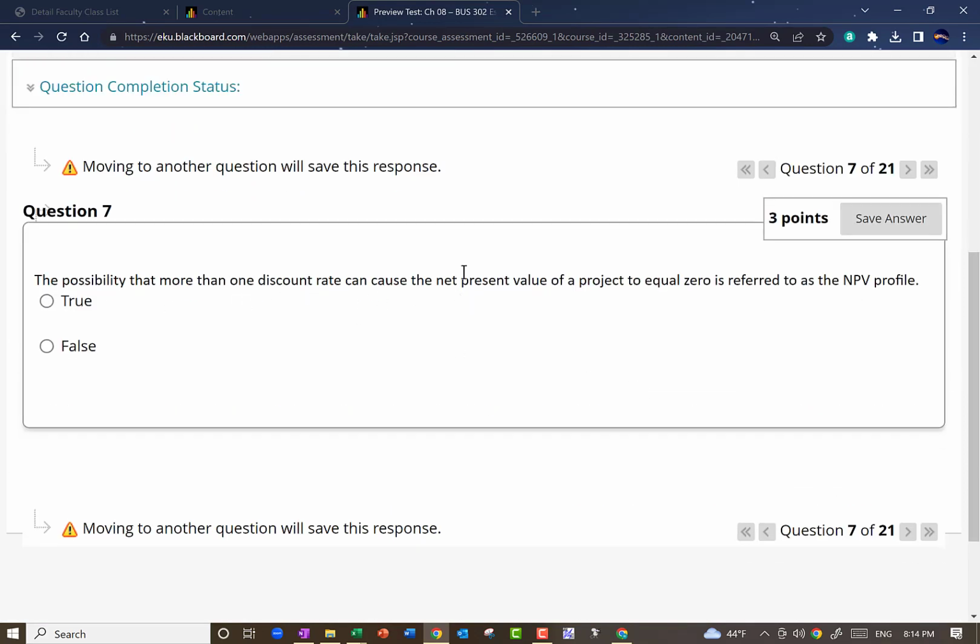Possibility that more than one discount rate can cause the net present value of a project equal to zero is referred to as the NPV profile. No, false. It's referred to as multiple IRR problem. NPV profile is something you can read in the book.